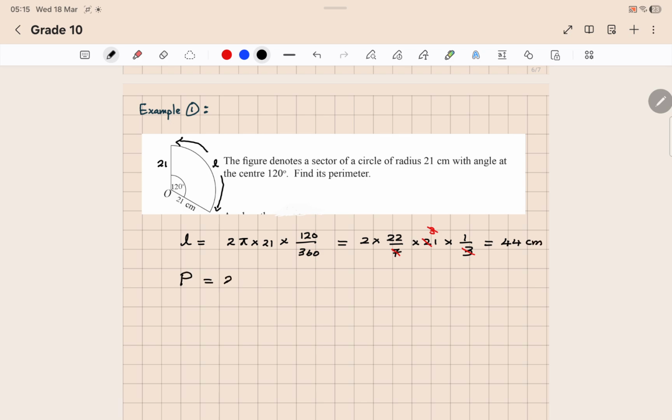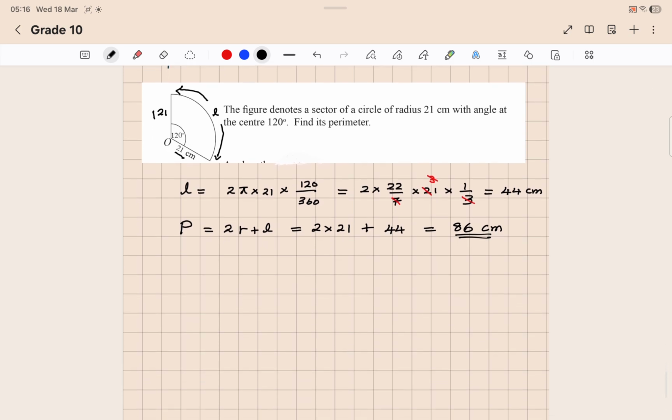Perimeter is given by 2r plus L. So 2 times 21 plus the arc length 44, 42 plus 44, which is 86 centimeters. So the perimeter of this sector is 86 centimeters. This 21 plus this 21 plus the L, which is 44, right? Okay, so we'll do a couple more examples to make it clear, right?